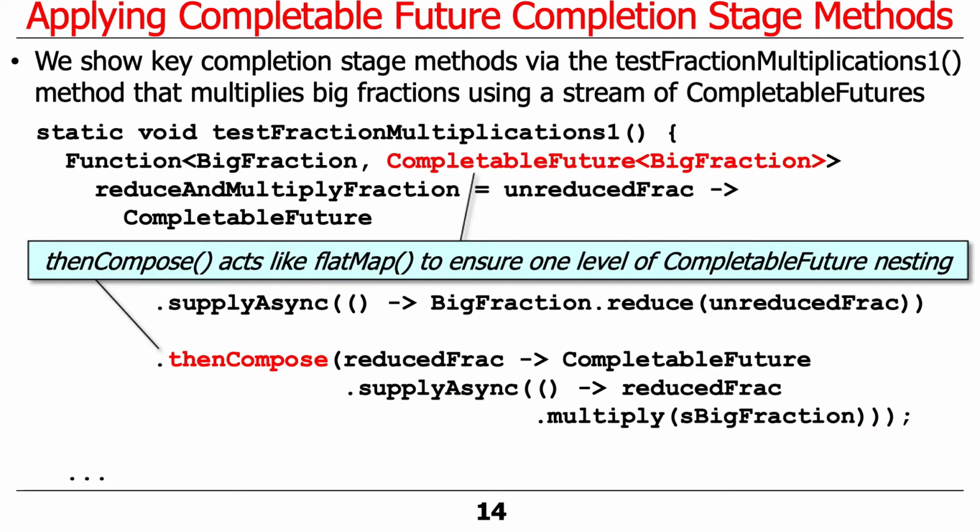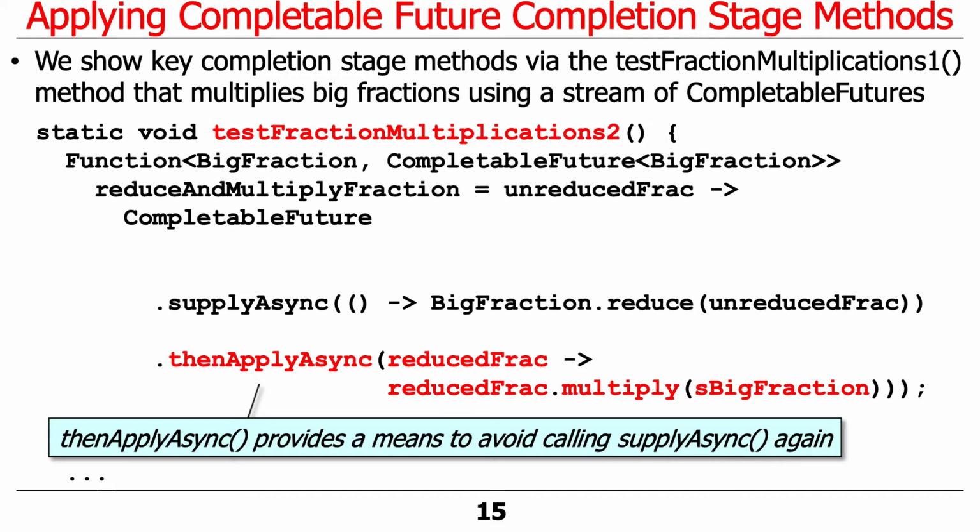Recall that we use then compose for situations where we have long-running asynchronous operations that return completable futures, and we want to flatten or denest them so that we don't end up with a completable future to a completable future to a big fraction. We end up just with a completable future to a big fraction. So one way to do that is to use then compose along with supply async. Another way to do this, which I think I would actually prefer for a situation like this because it's more concise and more to the point, is to use the then apply async method.